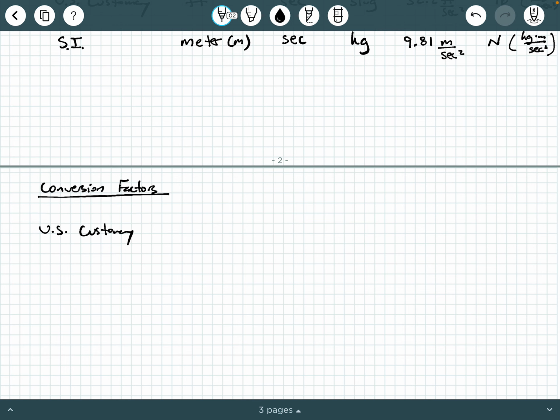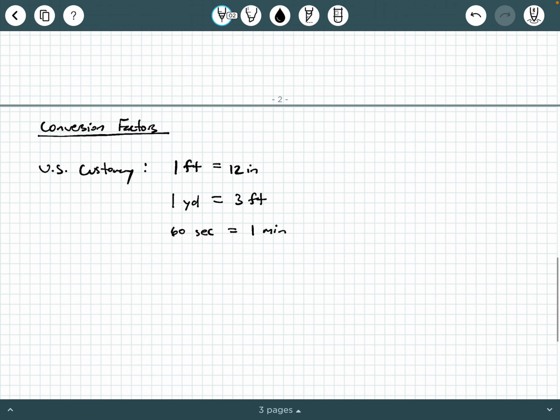Customary units and conversions. Okay, so the obvious one is 1 foot is 12 inches. We also need to remember that 1 yard is 3 feet. We're also going to remember, of course, that 60 seconds is 1 minute. And then, of course, 60 minutes is 1 hour. I'm so sorry if I'm insulting your intelligence right now.